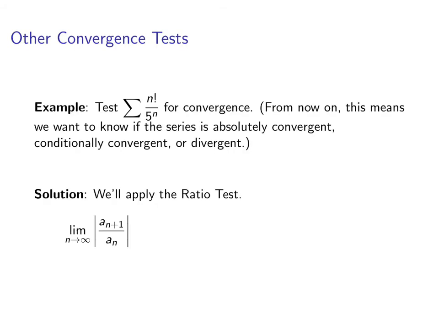Okay, so as an example, let's test this series, n factorial over 5 to the n, for convergence. Now from now on, anytime you're asked about convergence of a series, that means we want to know, is the series absolutely convergent, conditionally convergent, or divergent?